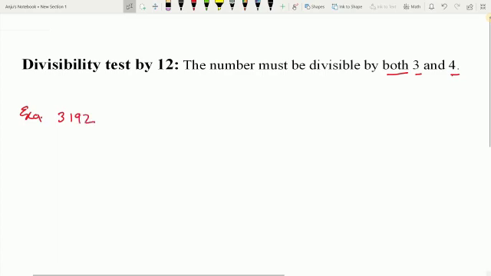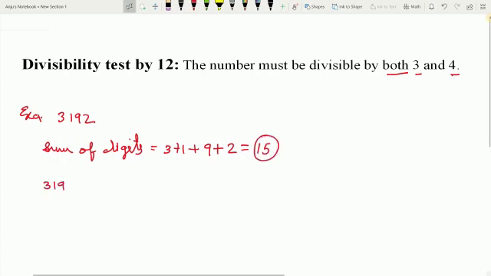So student, as you already know the divisibility rule of 3 and 4, so to check divisibility of 3, we first find the sum of digits. So here we write sum of digits is equal to 3 plus 1 plus 9 plus 2 is equal to 15, and we know that 15 is divisible by 3.